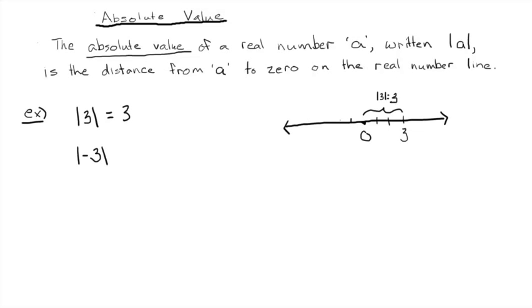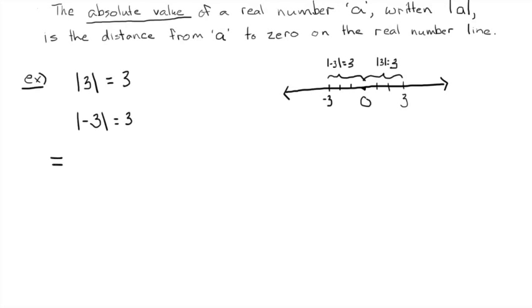Now if we went the other way to -3, the absolute value of -3 would just be this distance from -3 to 0. So this distance right here. So that's the absolute value of -3. Well, again, the distance from here to here is just 1, 2, 3. Because distance is always positive, it's the positive distance, 3. So the absolute value of 3 is 3, and the absolute value of -3 is 3.